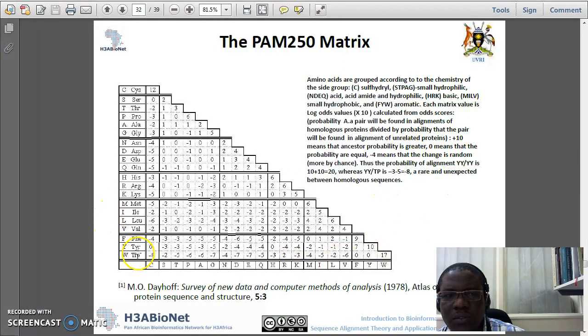And so to come up with the cumulative score for an alignment, for example, if it was of two sequences aligning Y and Y together in the two sequences, the score there will be 20. So you score the first 10 for the first YY, and then the other 10 for the next YY.